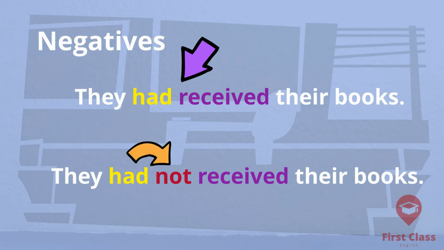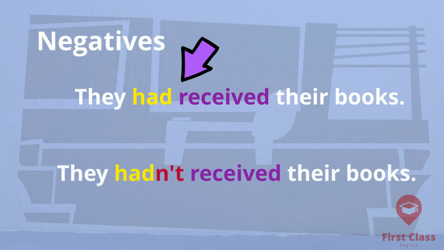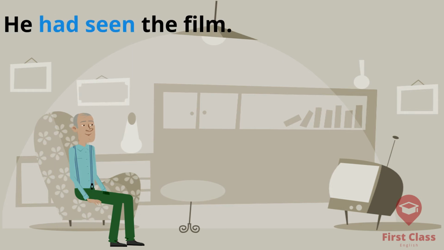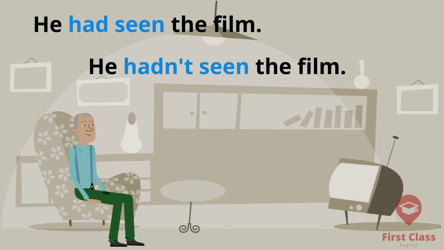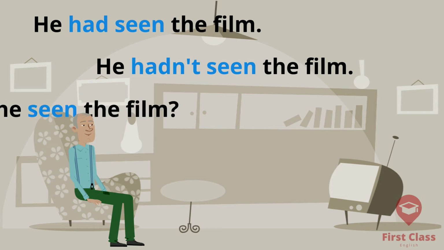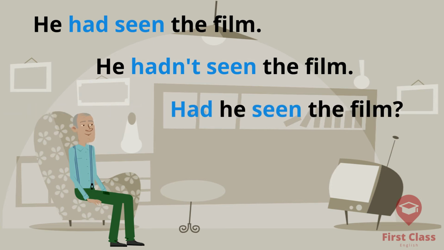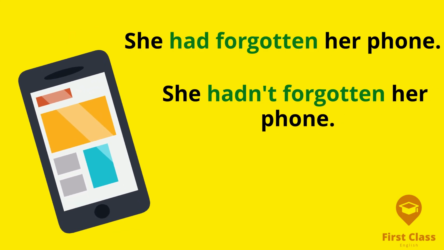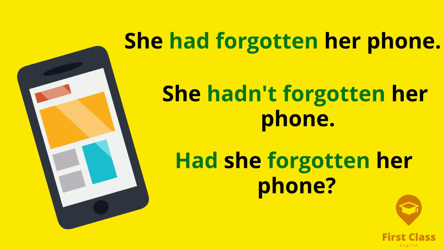However, it's common in English to combine the words had and not. Compare these transformations. He had seen the film. He hadn't seen the film. Had he seen the film? Or here, she had forgotten her phone. She hadn't forgotten her phone. Had she forgotten her phone?